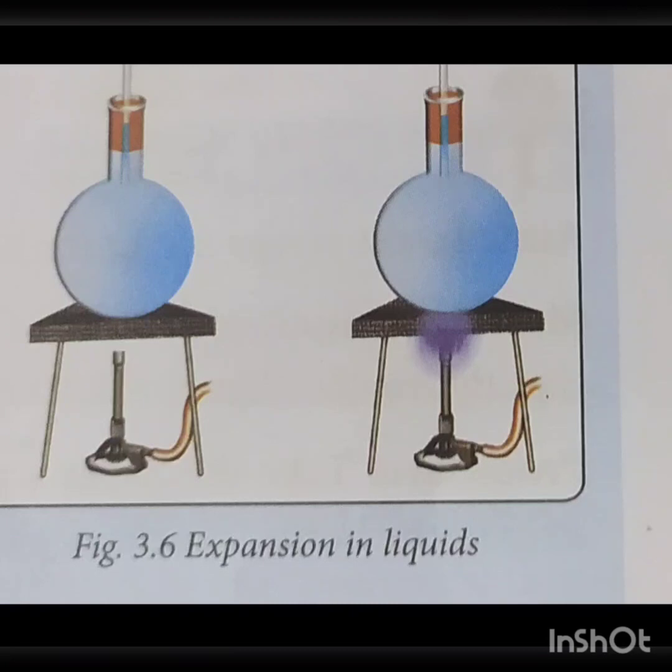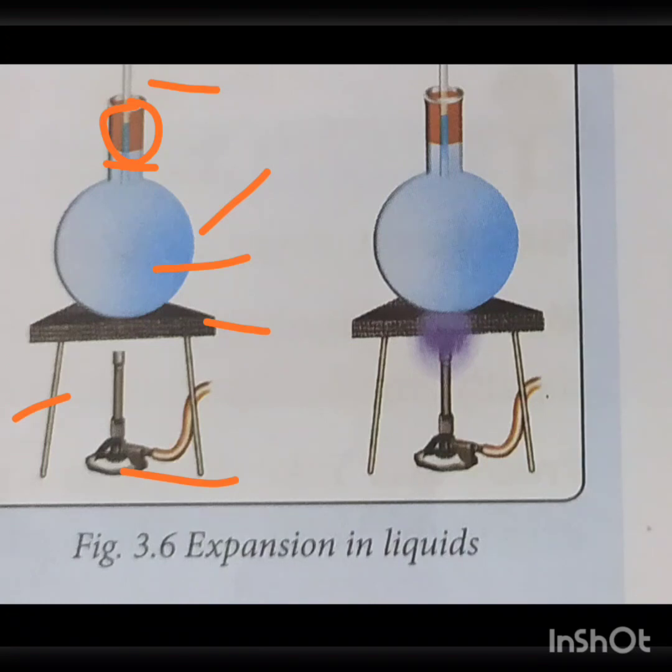For this, the materials required are a round bottom flask, a capillary tube, single holed rubber cork, tripod stand, water, wire gauze and a Bunsen burner. The procedure followed is we fill the round bottom flask with water up to its brim and close its mouth with a single holed rubber cork.